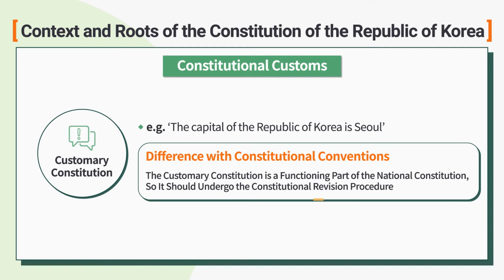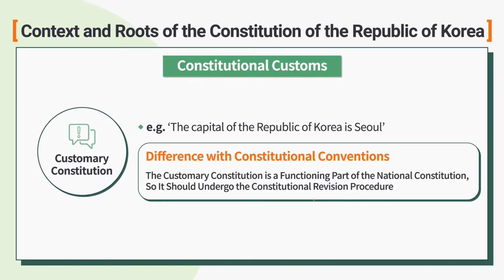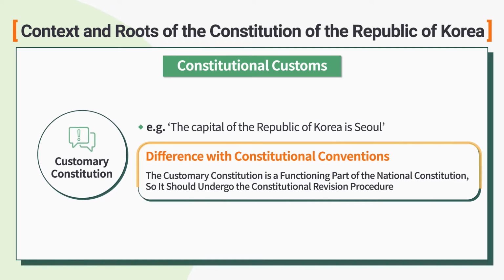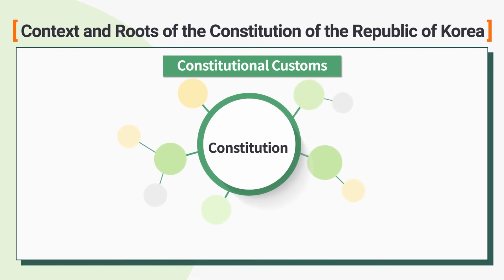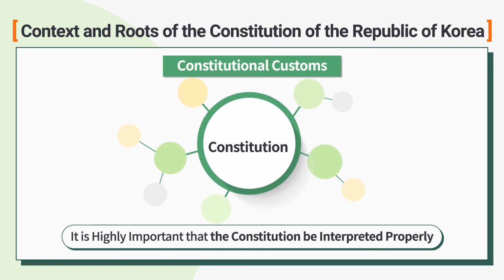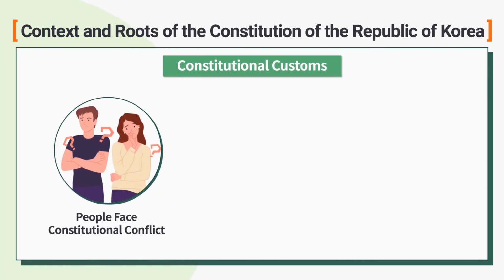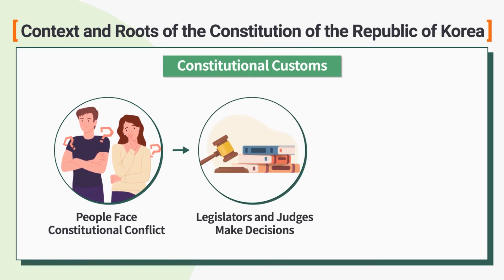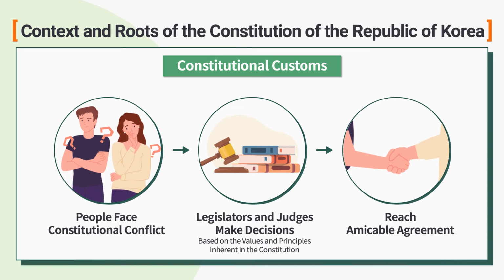The biggest difference between the customary constitution and constitutional conventions is that the customary constitution is a functioning part of the national constitution, so it should undergo the constitutional revision procedure. Through such, the Constitution has been mixed with various elements. Therefore, it is highly important that the Constitution be interpreted properly. Since there is a lot of room within interpretations, when people face constitutional conflict, legislators and judges must make decisions based on the values and principles inherent in the Constitution so that citizens can reach amicable agreement.